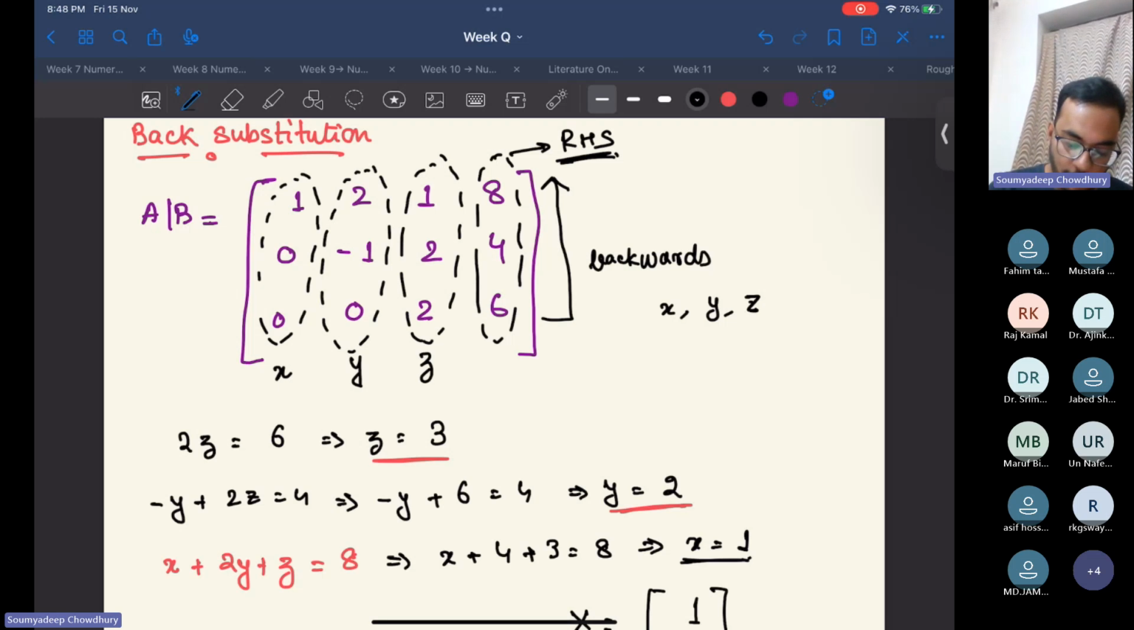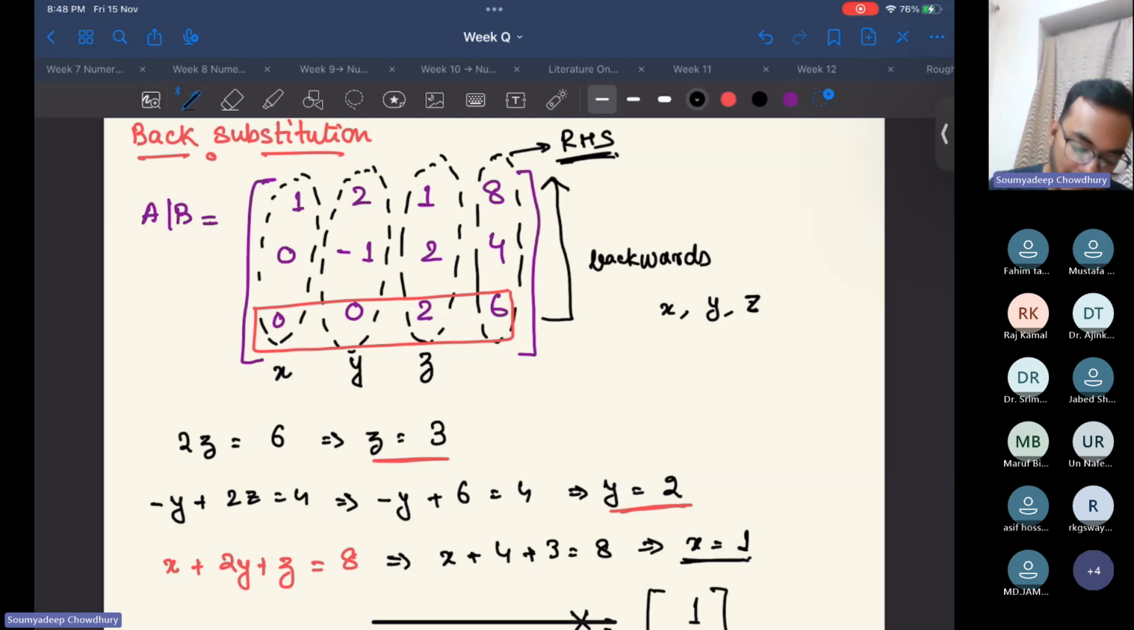From the third row, your third row is 0, 0, 2, 6. So the x coefficient is 0. If we try to reconstruct the equation from the matrix, it is x into 0 plus y into 0 plus 2 into z equals 6. So that basically gives me z equals 3.